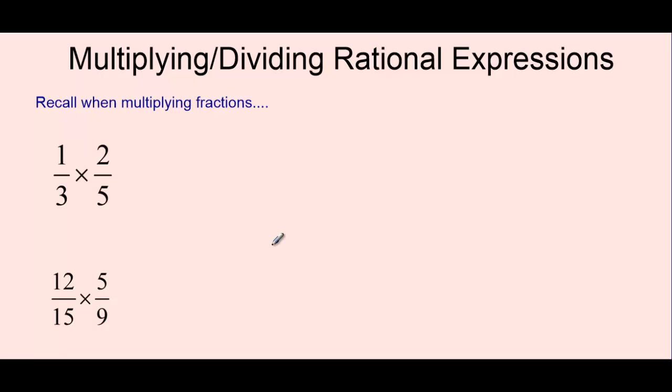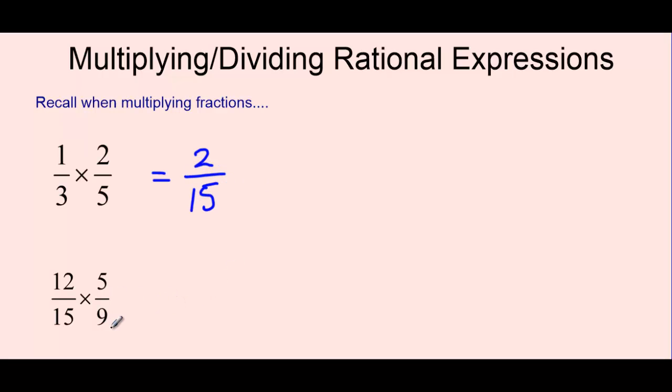But before we get there, let's take a look at some numerical examples before we put in some rational expressions. So we're going to remember how to multiply fractions. We have here 1/3 multiplied by 2/5. Remember, when multiplying fractions, we simply multiply the numerators together and multiply the denominators together. So 1 times 2 is 2, and 3 times 5 is 15.